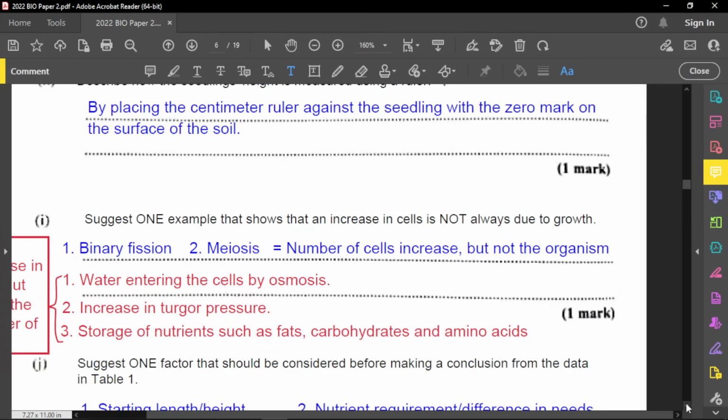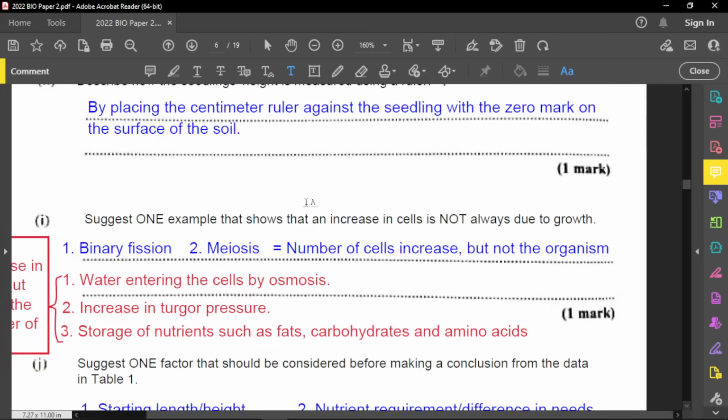All right, for I, it's suggest one example that shows that an increase in cells is not always due to growth. For this question, it can be answered pretty much in different ways, because of the way the question is stated. I want to point this out. They said, state one example that shows an increase in cells. This is not very specific, to be honest with you, kind of vague, because when they said increase in cells, do they mean increase in the size of a cell or increase in number of cells? Because there are 2 ways you can have cell increase. All right, so I want to show you how you actually could answer this question.